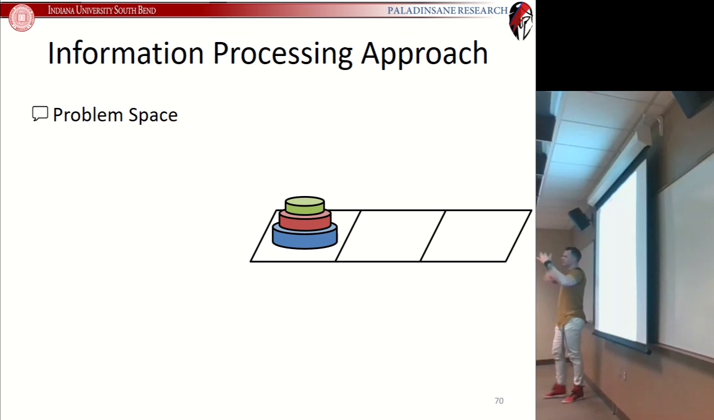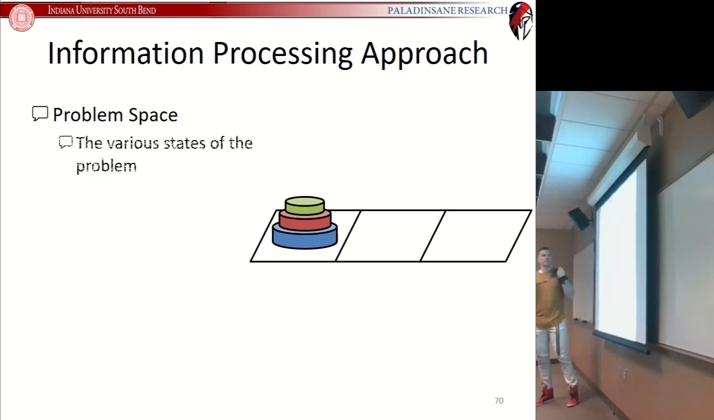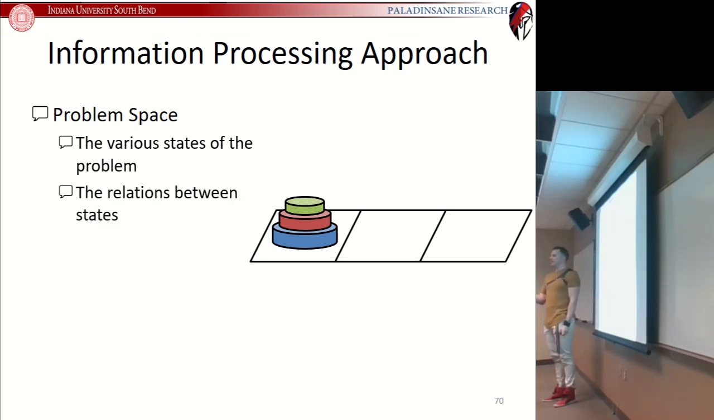So using this idea of states, you can define what's known as a problem space. And a problem space is a representation of the various states of a problem and how they're related to each other. So you can think of it as a map of your entire problem. You create a problem space, starting with the initial state, ending with the goal state, sometimes there's more than one, and then all the possible intermediate states are represented as well.